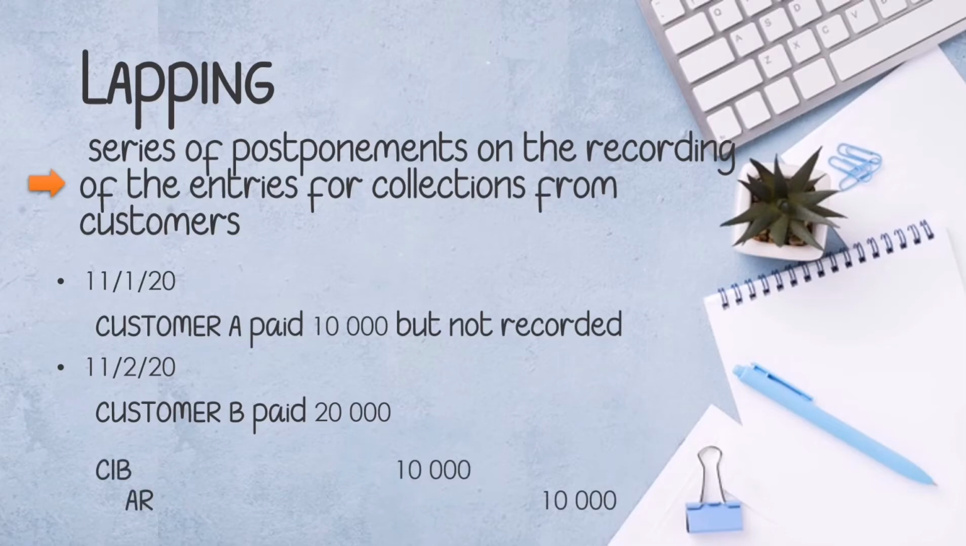So this time, ang re-record niya is debit cash in bank and credit accounts receivable amounting to 10,000. So yung pinayad nauna ni customer A na 10,000, nung nagbayad si customer B, dun pa lang niya ni-record yon. So kaya lapping yung tinatawag dito, series of postponements of recording ng collections from customers. So kailan to nangyayari? So since stated kanina na yung accountant which is responsible for the collection of money at saka yung nagre-record keeping is iisang tao lang, so pwedeng magkaroon ng fraudulent actions yung tao na yon.